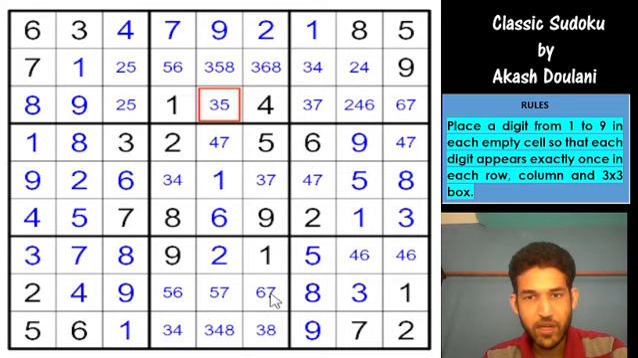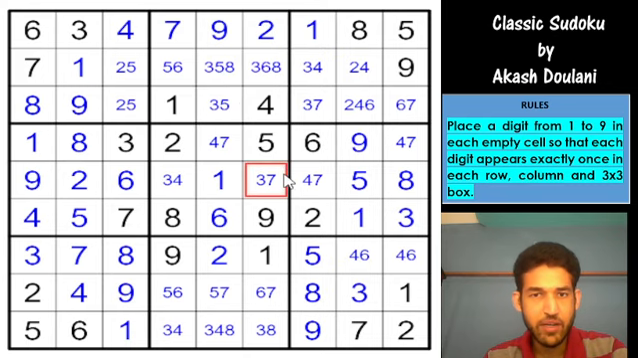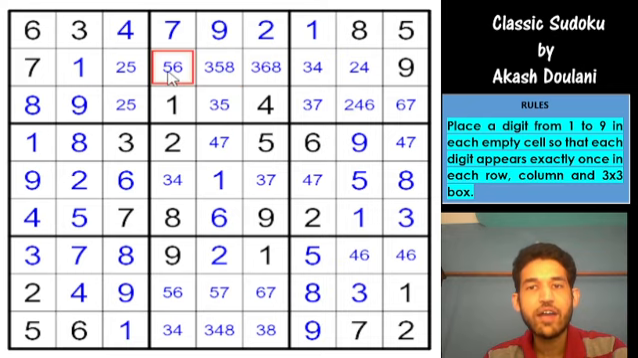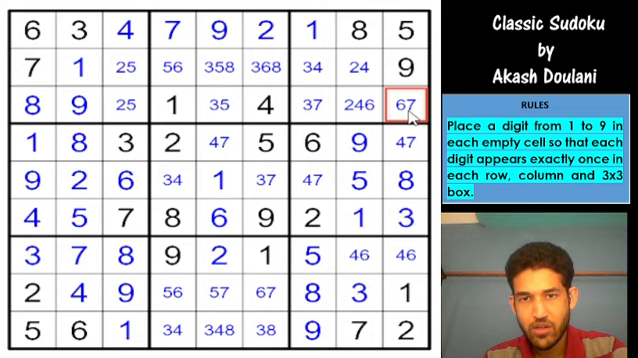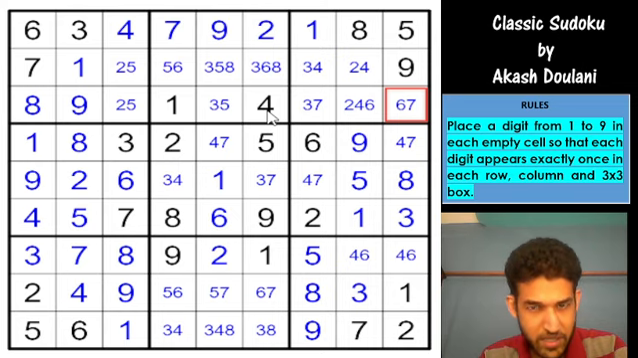So I have a 6 7 here, I have a 3 7 here. 3 and 5, 5 and 6, 3 and 7, 6 and 7. Okay, okay. Do I see something there? Feels as though something is there.